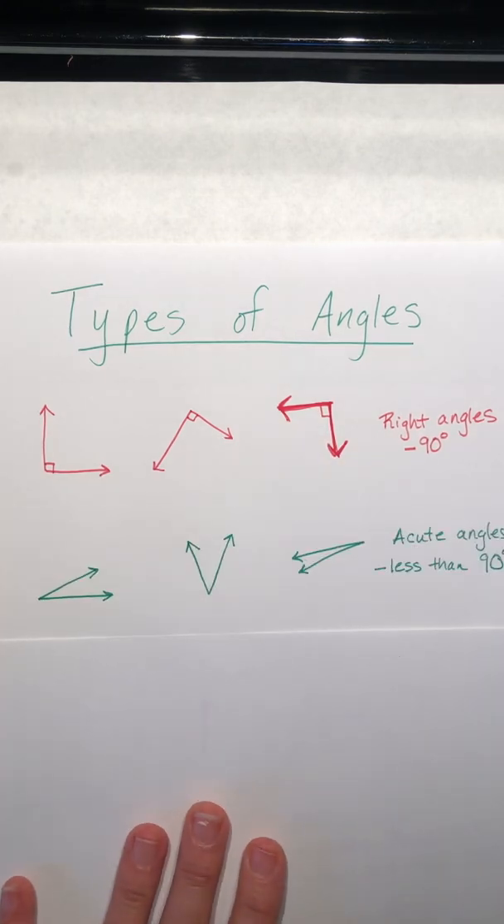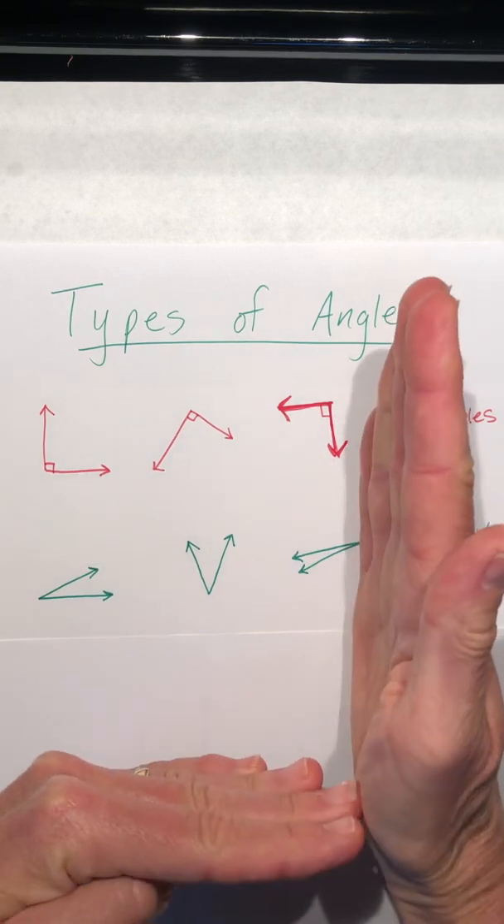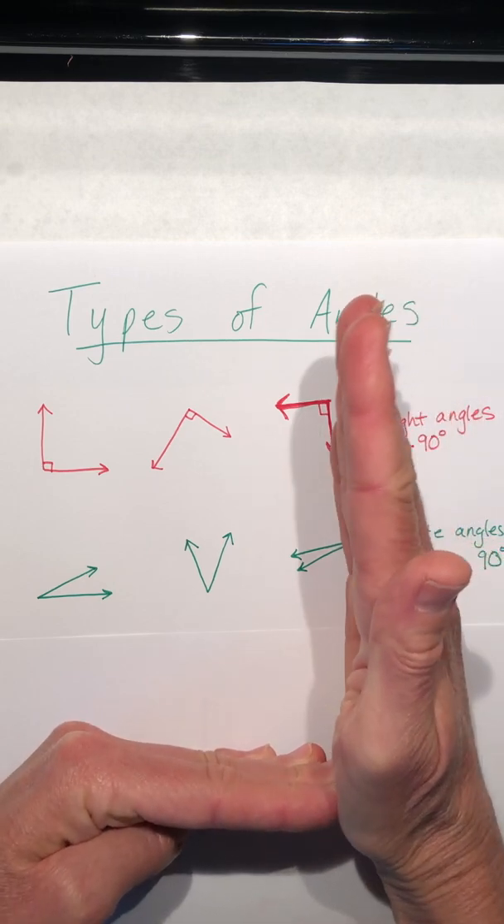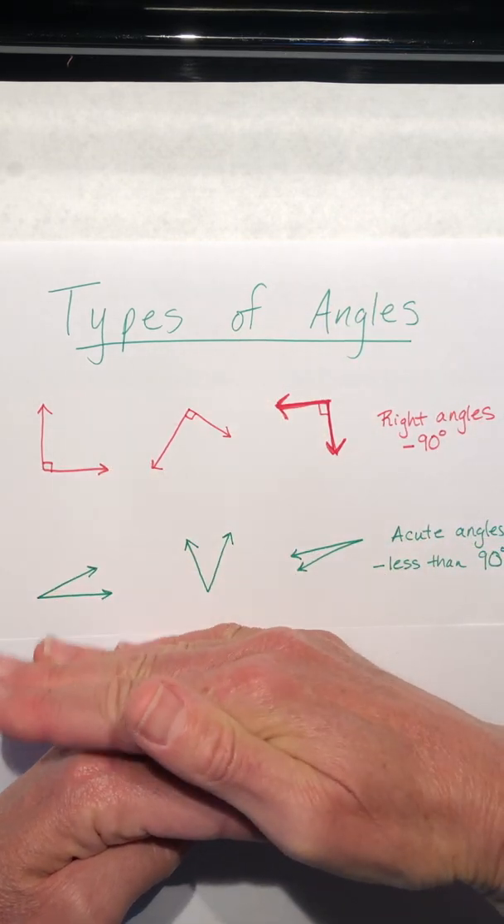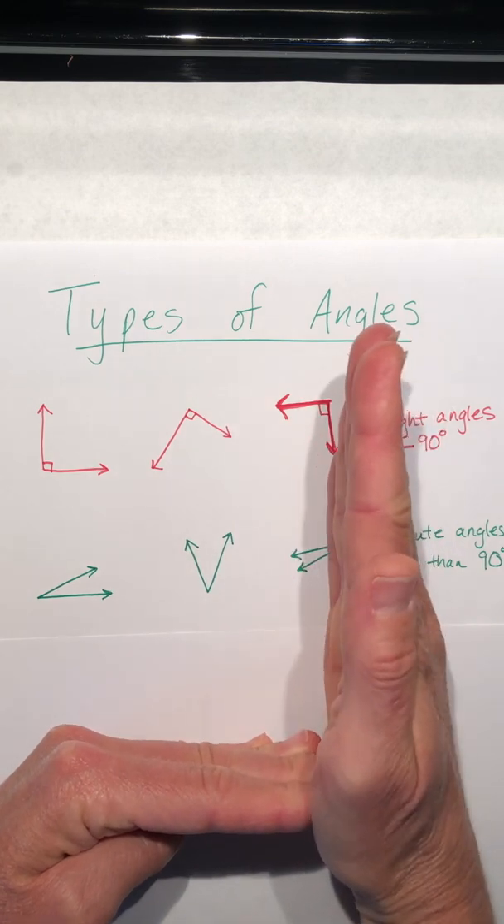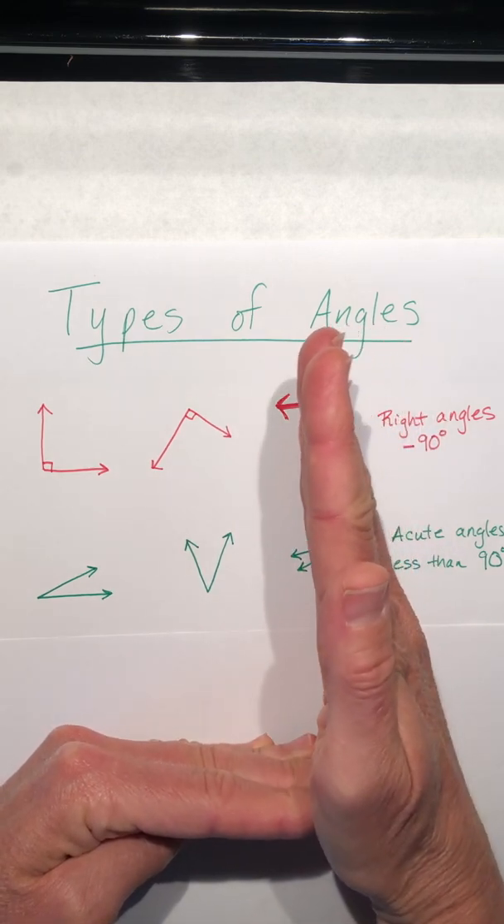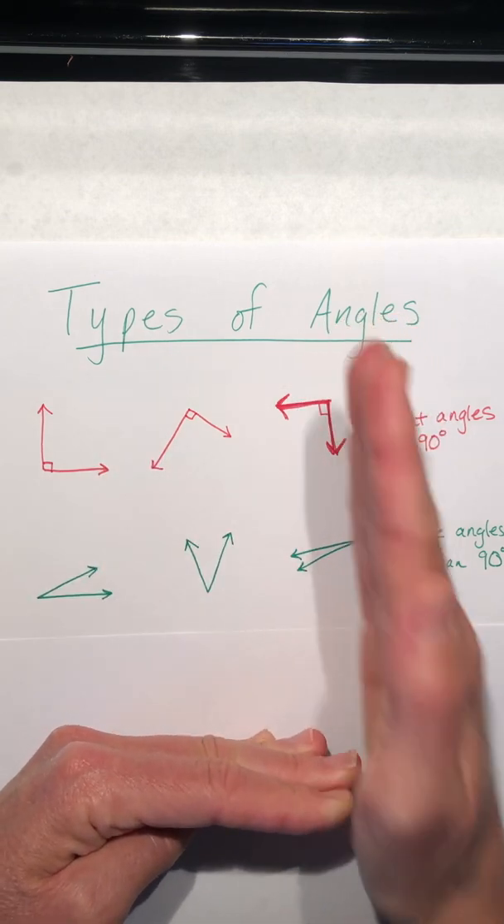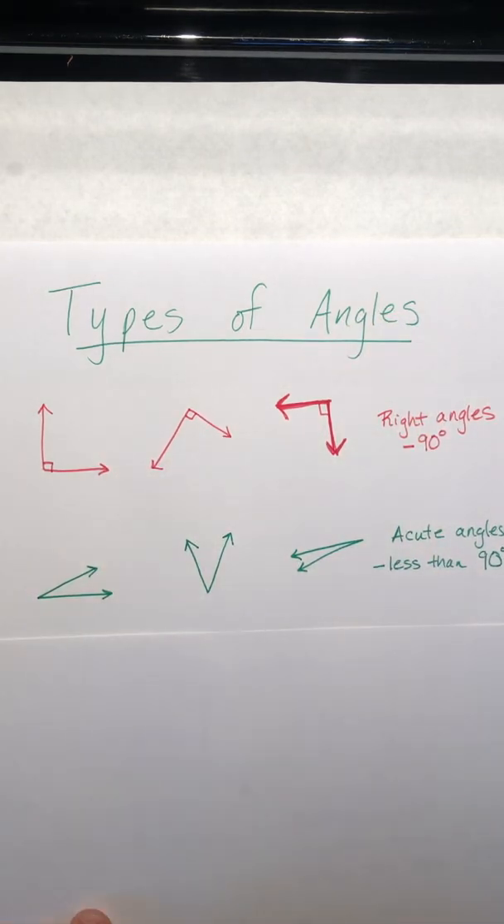Here's another type of angle that we've talked about this year, acute angles. And acute angles are any angles that are less than 90 degrees. So if you think about a right angle as being like this, an acute angle is anything that's less. So here's our right angle. If I start to close the door, all of these angles are acute angles. So acute angles are less than 90 degrees.